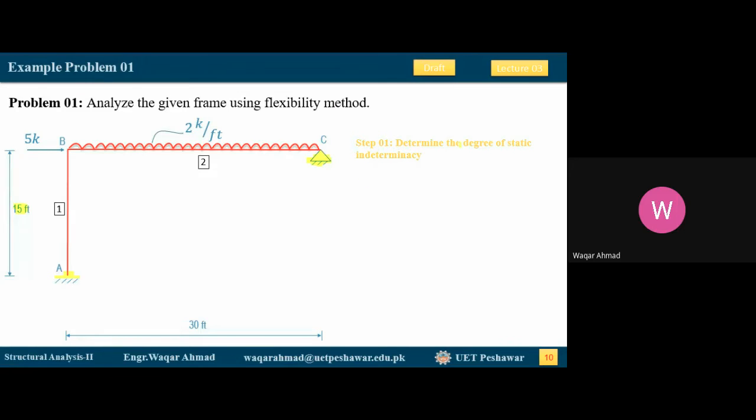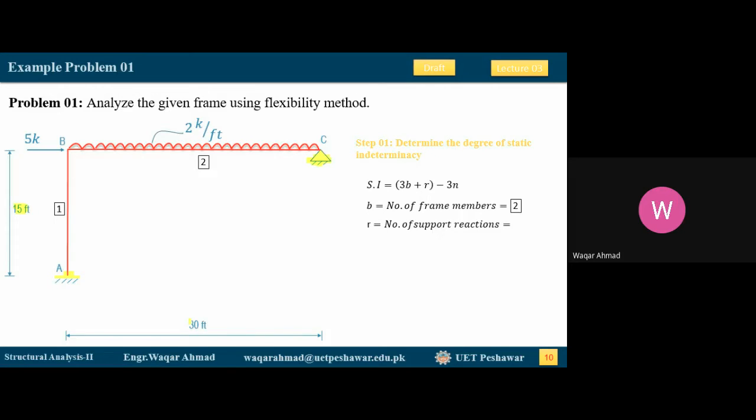Step number 1, find the degree of static indeterminacy. What was the equation for that? 3b plus r minus 3n. How many frame members do we have? 2. One with a length of 15 feet and the second member with a length of 30 feet. So we have 2 frame members.